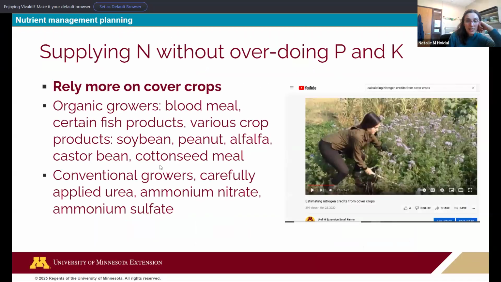So I've alluded to some of these. This tends to be the biggest challenge: how do we add nitrogen into our farming and gardening systems without overdoing P and K? So I've mentioned things like blood meal. Some fish products tend to be really diverse in their ratios of N, P, and K. There are various crop products like soybean meal, peanut meal, alfalfa meal. Conventional growers could use some of these more concentrated forms of nitrogen, like really, really carefully applied urea, ammonium nitrate, ammonium sulfate. And I am a huge fan of cover crops for supplying nitrogen.